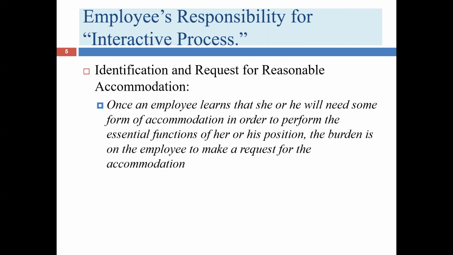Now, the employee might present it as a problem. Hey, I can't do X. What can we do about that? Or it can be presented as this is what I need. In other words, the employee is presenting a solution.